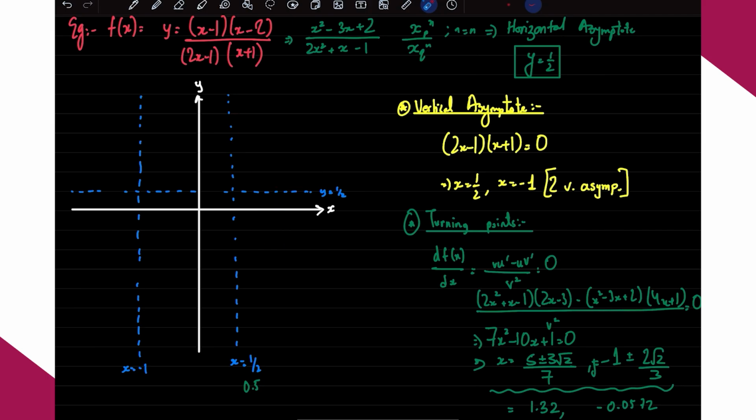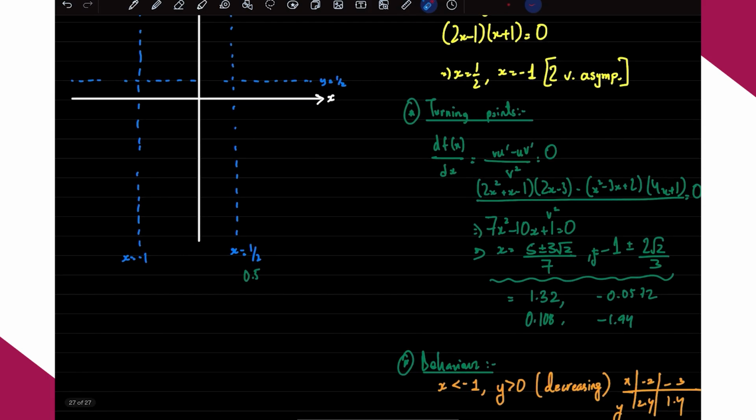We just found out the turning point of this coordinate right here, 1.32 is minus this. It's going to have a shape like this. So we are noticing a property that some graphs may exhibit. They're touching their horizontal asymptote once. They're cutting the asymptote once.